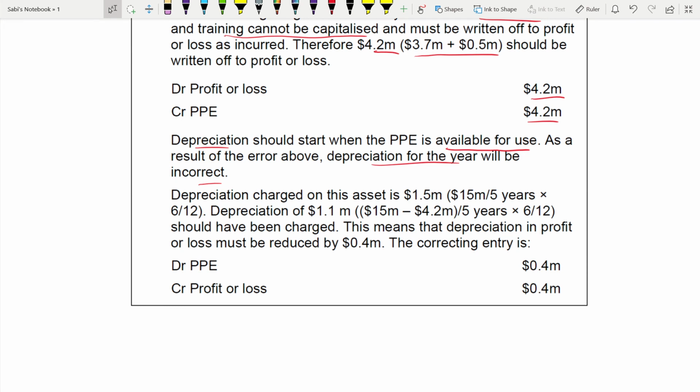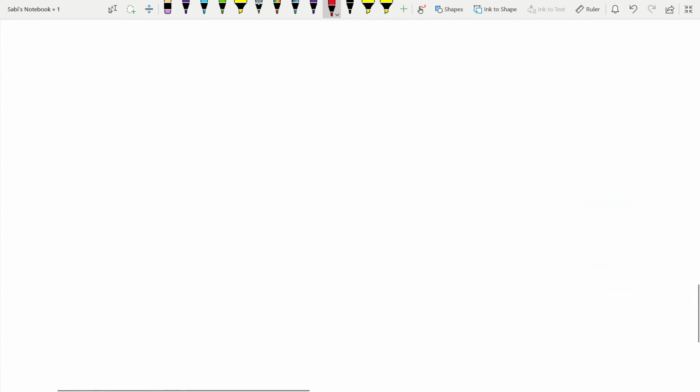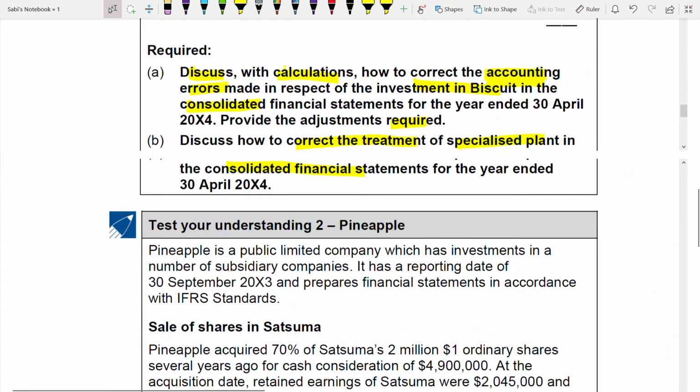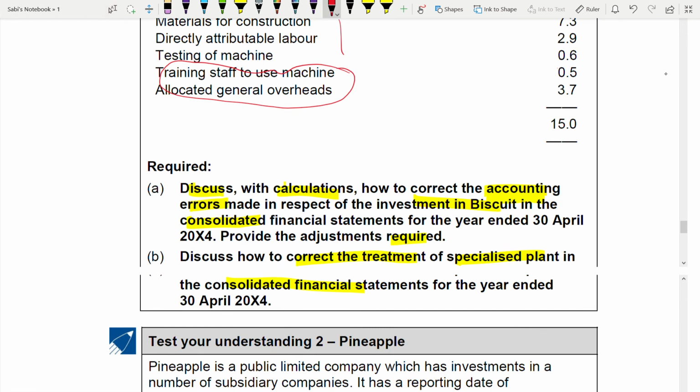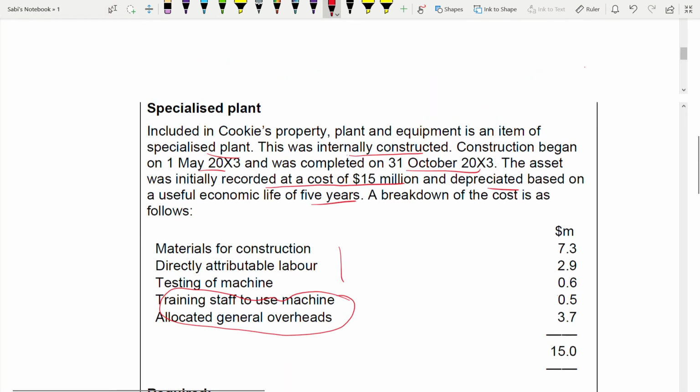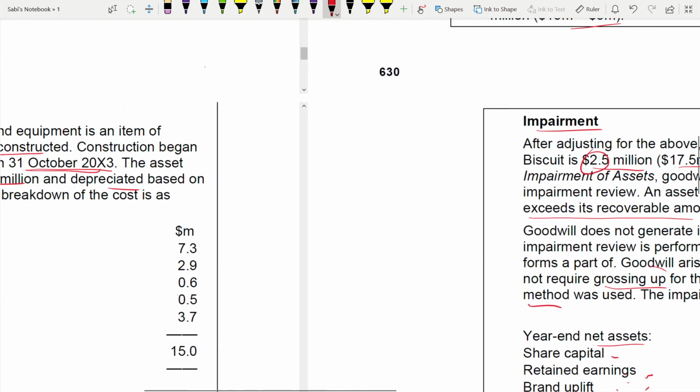What is the actual depreciation charged before? Before this, the cost was 15 and it was divided by 5 years, and into 6, only for 6 months. That means it's an error. You first have to find the error, then correct it. So earlier depreciation was 1.5 billion. Why 6 months? We'll see. Because you have to find till when? 30th April 2004. And this was completed on 31st October 2003. That means from 31st October 2003 until May. So November, December, January, February, March, April, 6 months only you can take.